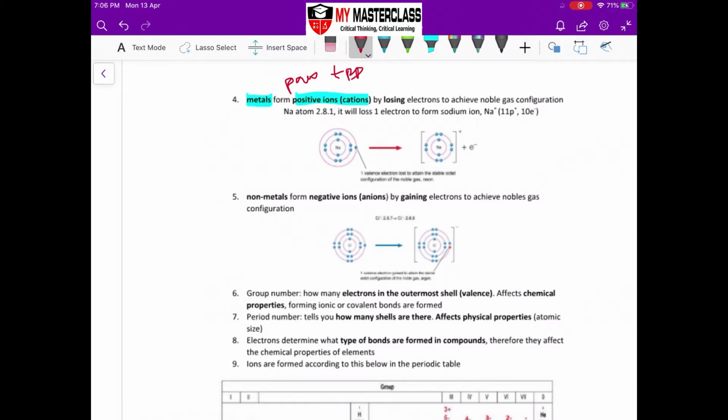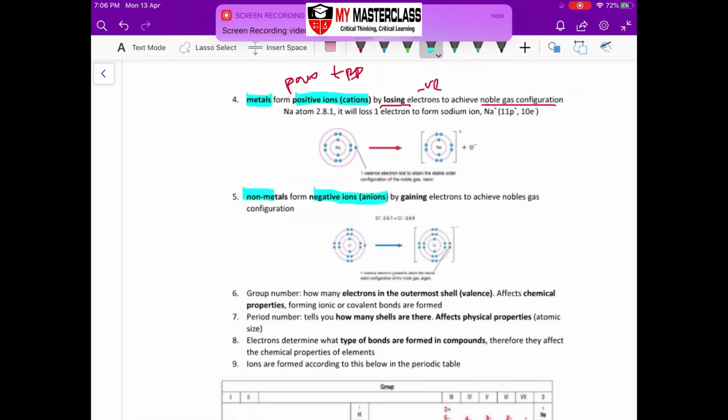How do they form cations? They lose the negative electron. They lose the electron, so they become positive. Why do they form cations? To achieve the noble gas configuration. All the non-metals will form negative ions called the anions. Why do they form anions? Because they gain electrons to achieve the noble gas configuration.